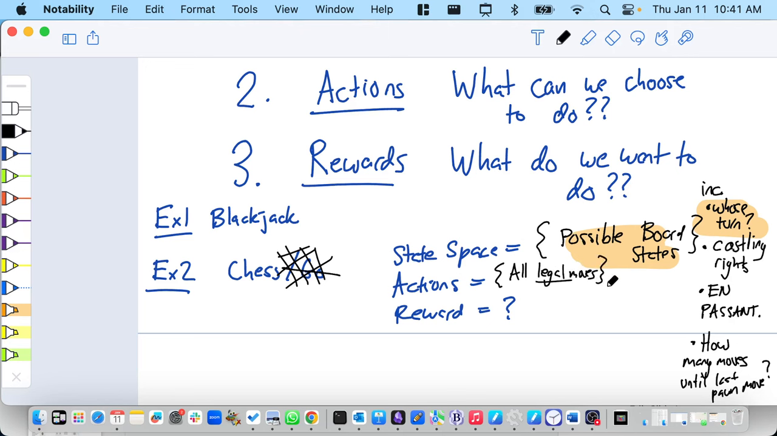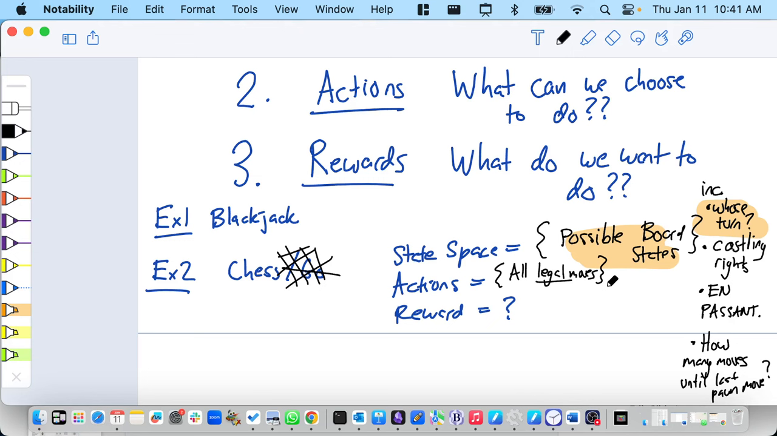Okay, so it's like you're making a chess robot. The chess robot knows the state space. It can figure out all the legal moves, and it chooses one of them. That's it choosing an action. And last but not least, what are the rewards? What should the rewards be?